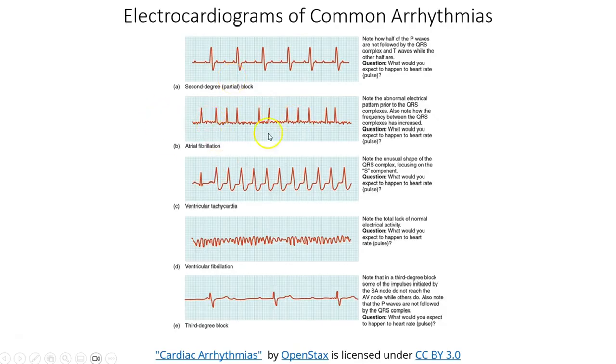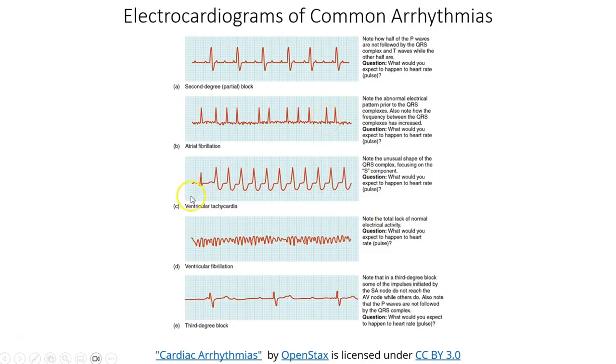Here we have atrial fibrillation. We have really abnormal jumps in the signal right before we get into that QRS complex, and then it returns to that abnormal beat instead of having those nice little P and T waves. So we have a lot more signaling going through here that's not supposed to be there. And then we also have more frequent QRS complexes. Those QRS complexes, that atrioventricular signaling, is happening a lot more often.